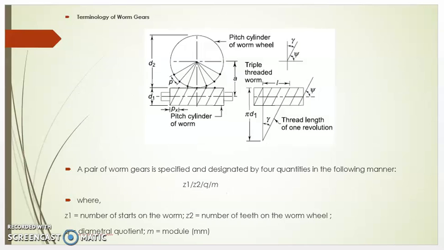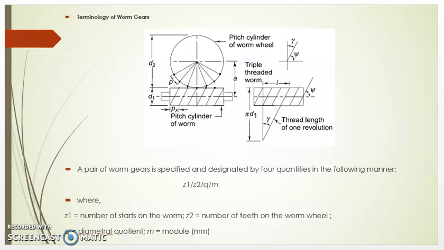Now we will see terminology of worm gears. This is the worm wheel. This is the worm. D1 is the diameter of the worm. D2 is the diameter of the worm wheel. Small m is center distance. This is the pitch center of the worm. Px is nothing but pitch.